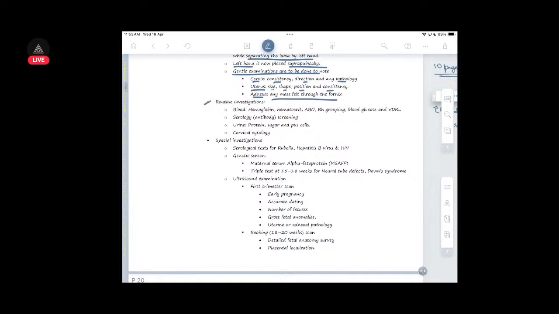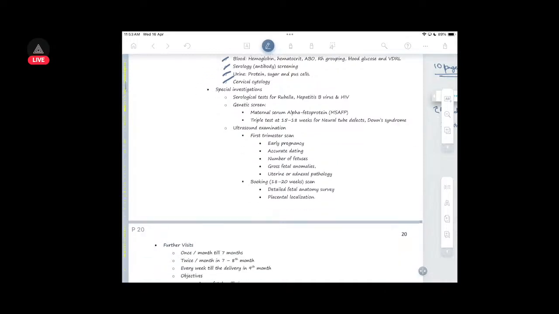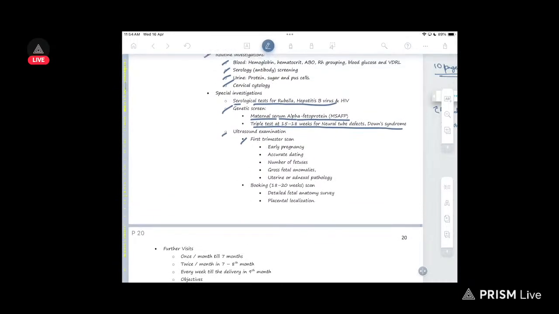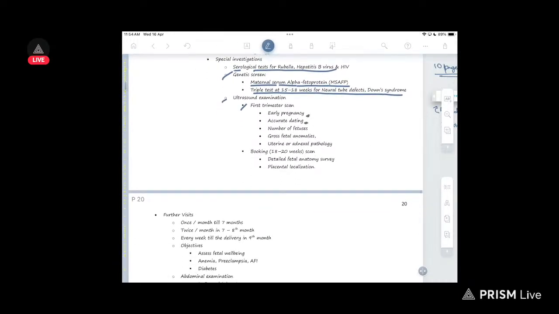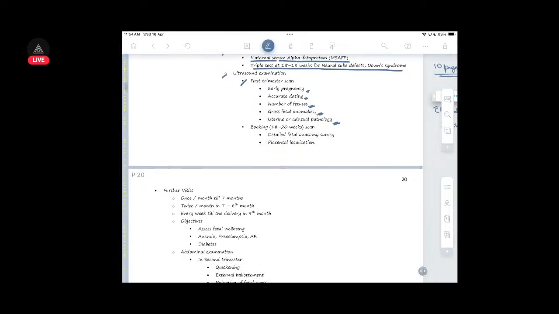Then routine investigations: blood, serology, urine and cervical cytology. Then special investigations: serological tests for rubella, hepatitis B and HIV. With genetic screening you have maternal serum alpha fetoprotein, MSAFP. Triple test at 15 to 18 weeks for neural tube defects and Down syndrome. Then ultrasound examination in the first trimester, early pregnancy: accurate dating, number of fetuses, gross fetal anatomy, uterine or adnexal pathology.